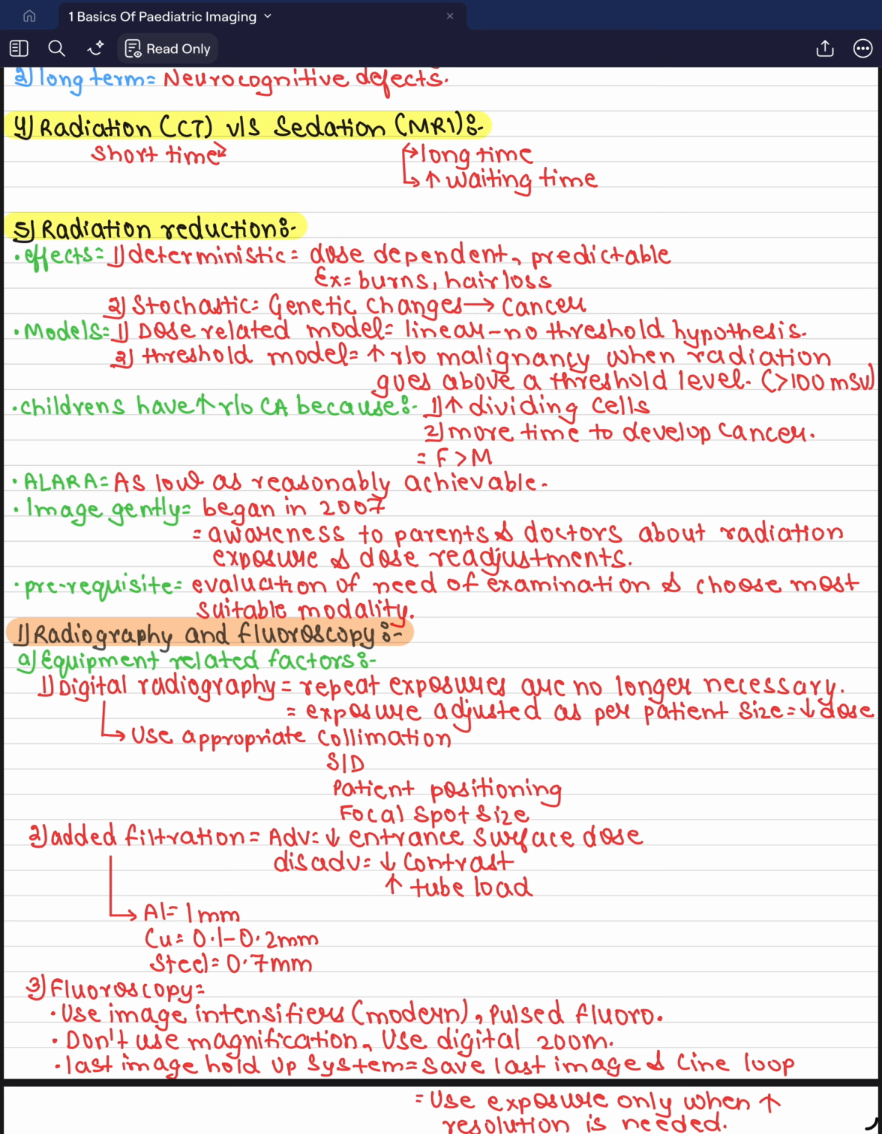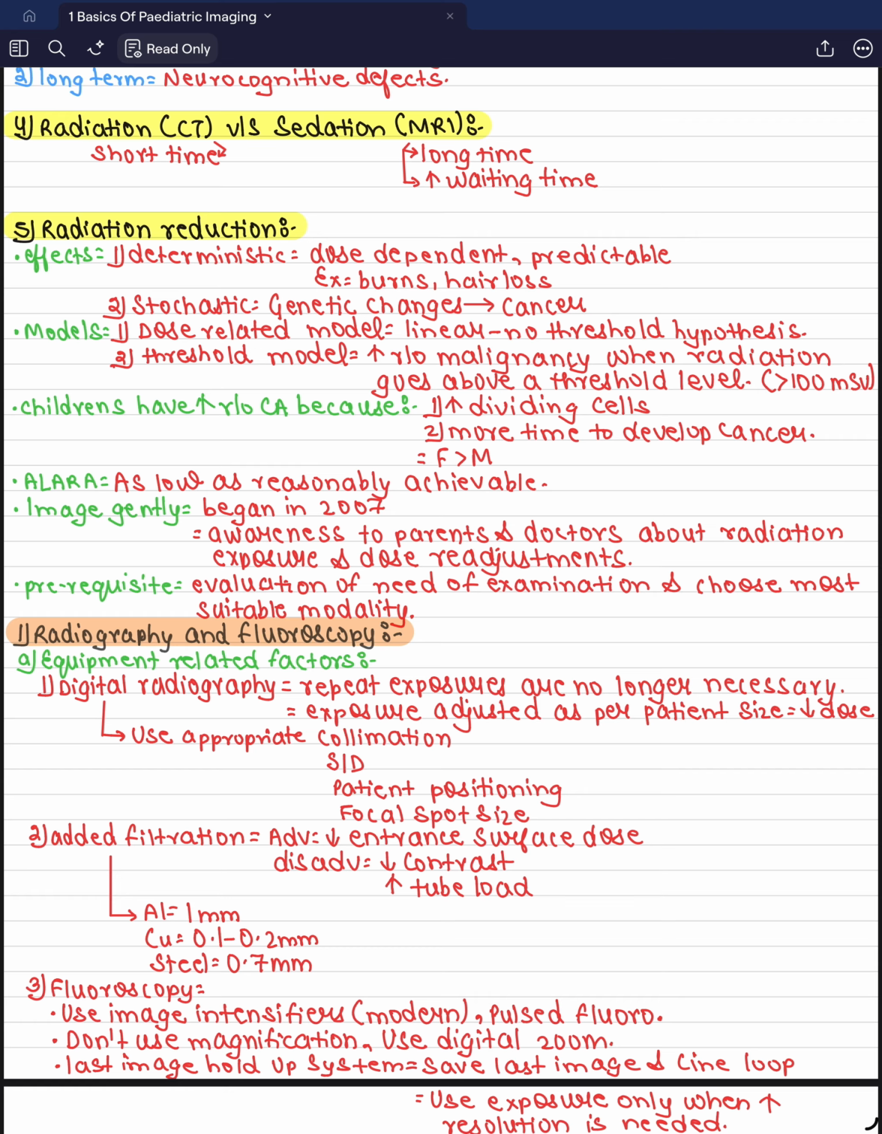Next, before doing a CT scan, what is the prerequisite? The prerequisite is you should properly evaluate the need of examination, whether this examination is actually needed or not, and then choose the most suitable modality, whether it is CT or MRI. So we are talking about radiation reduction.